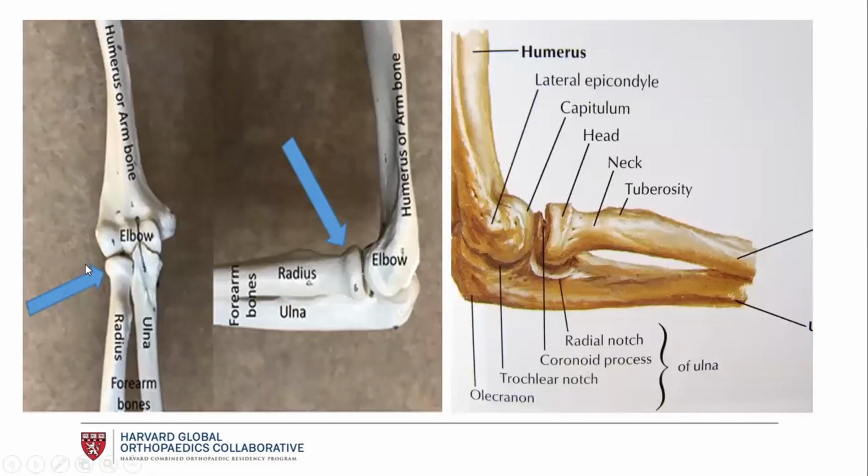Of relevance to radial head fractures is the distal humerus, which flares out distally. On the medial side, we have the medial epicondyle. On the lateral side, the lateral epicondyle. And on the epiphyseal end, on the medial side, is the trochlea articulating with the ulna. And on the lateral side is the capitellum, which articulates with the radial head.